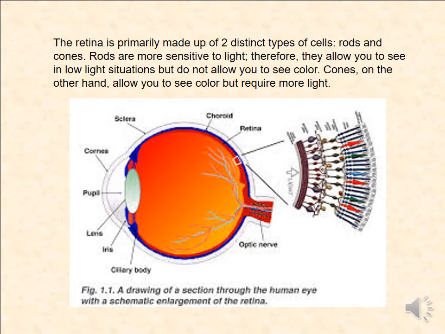The rods are more sensitive to light, therefore they allow you to see in low light situations, but do not allow you to see color. The cones, on the other hand, allow you to see color but require more light.